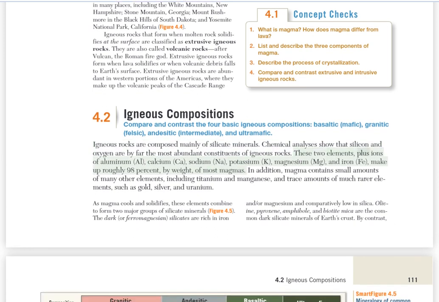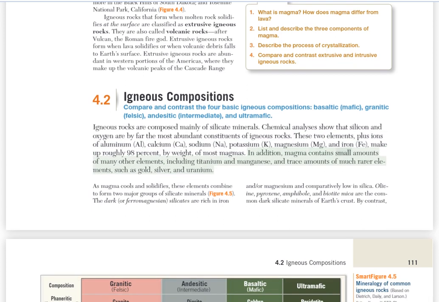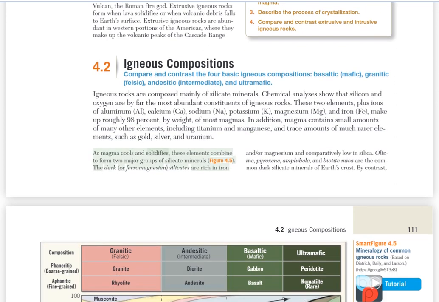These two elements, plus ions of aluminum, calcium, sodium, potassium, magnesium, and iron, make up roughly 98%, by weight, of most magmas. In addition, magma contains small amounts of many other elements, including titanium and manganese, and trace amounts of much rarer elements, such as gold, silver, and uranium. As magma cools and solidifies, these elements combine to form two major groups of silicate minerals.